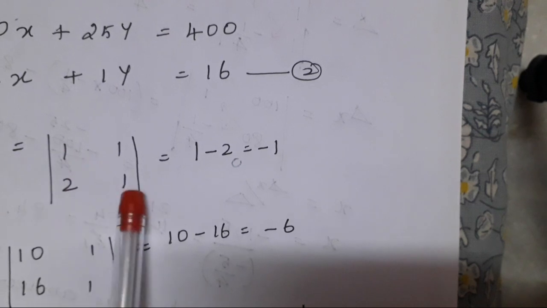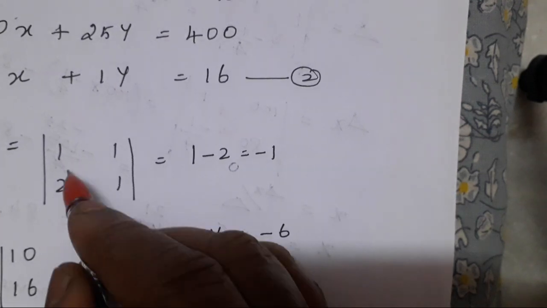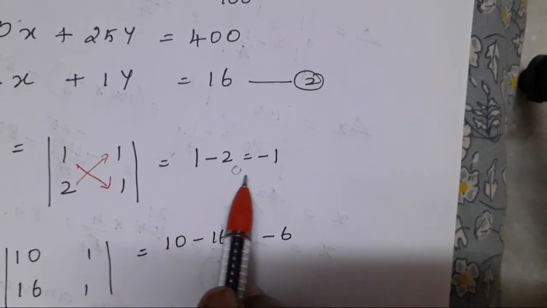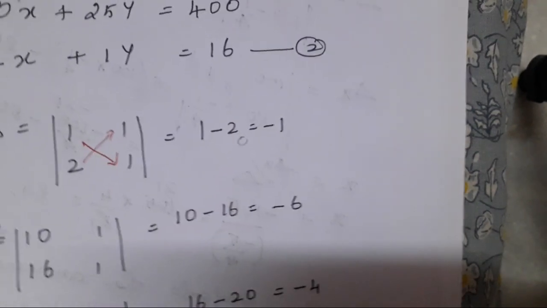What is that? The downward minus upward. 1 into 1 is 1. 2 into 1 is 2. Minus 2. 1 minus 2 is nothing but minus 1. First we find the delta.